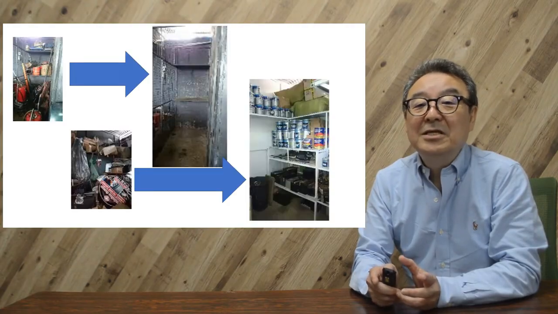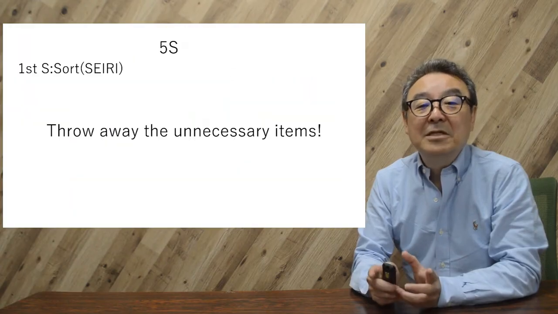This is a before-sort situation. Above is the equipment gauge and below is the equipment room in the workplace. After sort activity, it changes like this. So, very simple. Throw away unnecessary items.